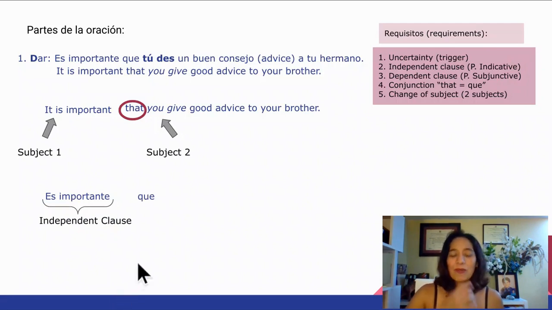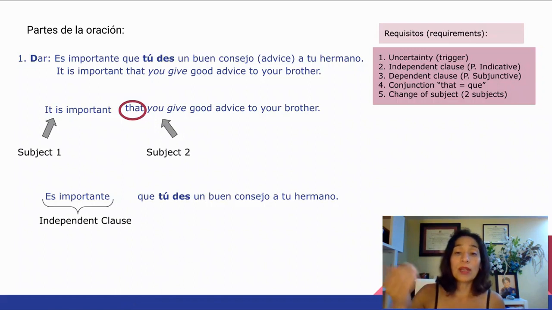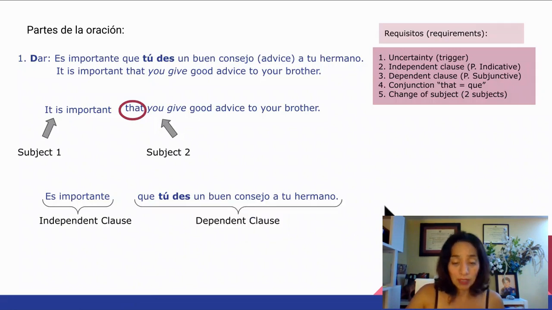Now, following es importante, we have que, that is the conjunction, and then we have tú des un buen consejo a tu hermano. So this part of the sentence is called a dependent clause because it cannot stand on its own. So it's going to need the section of the independent clause in order to make sense.